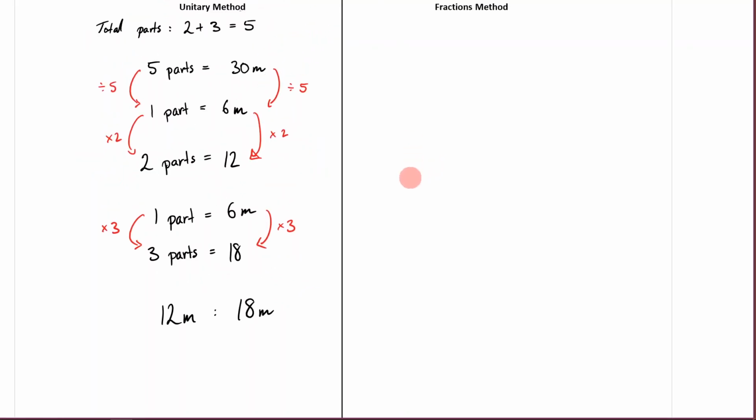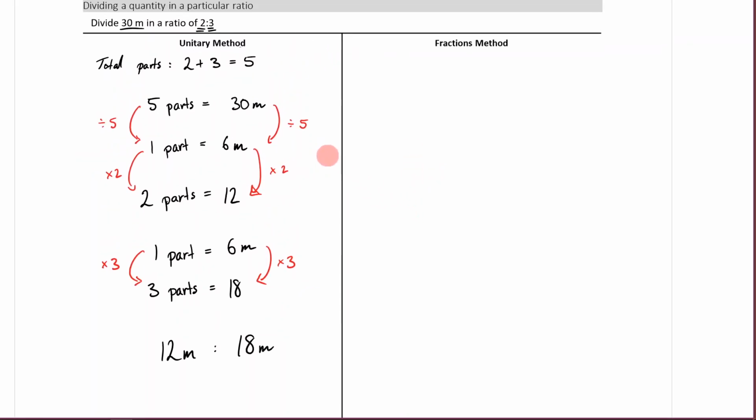And that is it. That is how we do it. So we have divided 30 meters in a ratio of 2 to 3. We have figured out by using the unitary method that 2 parts is going to be 12, so that is 12 there. And we have figured out that 3 parts is going to be 18, and that is that there.